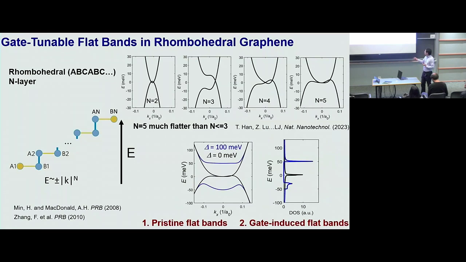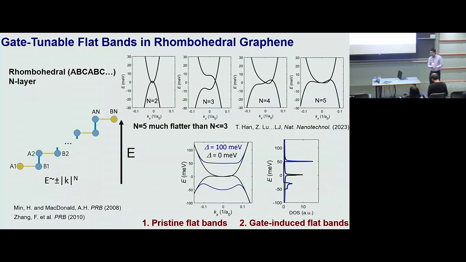And this structure has another advantage that makes it even more interesting: you can use the gate electric field to build a potential difference between the top layer and the bottom layer. And then you break the symmetry between this A1 and the Bn. That translates into a gap opened at the Dirac point. And it can squeeze the bottom of the conduction band and make it even more flat, with an even bigger density of states, right? So there's also tunability.